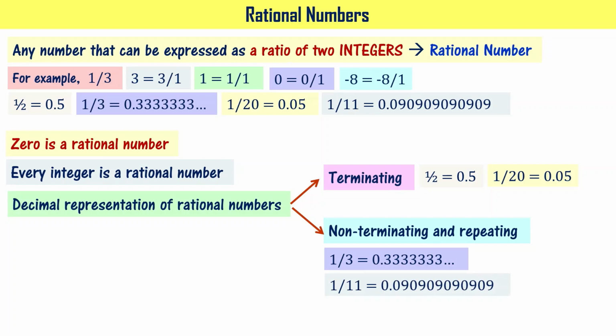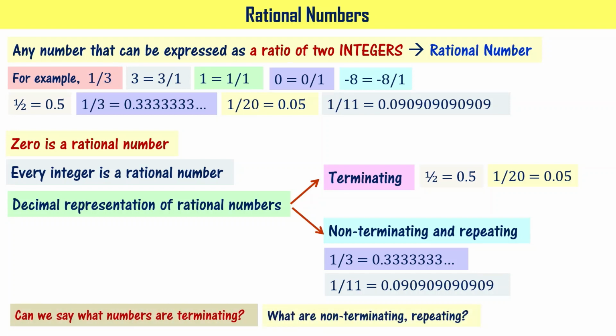1 by 11 can be written as 0.090909 and so on. Here, if you see, the digits 0 and 9, that pair of two digits, is repeating, right? So that's why we say these decimal expansions are non-terminating and repeating. It means even if you write 1000 times, you can still write more number of times. That's the whole idea.